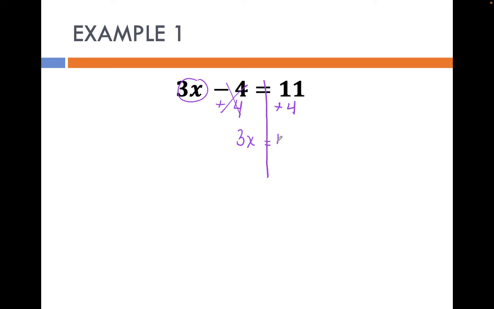11 plus 4 is 15, so we know that 3x has to equal 15 because 15 minus 4 is 11. And now to figure out what x has to be to make 3 times x equal 15, we can divide both sides by 3 because we want 3 divided by 3 to give us a positive 1x or just x. And 15 divided by 3 is 5.